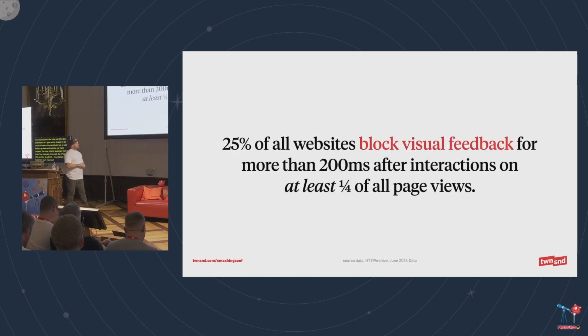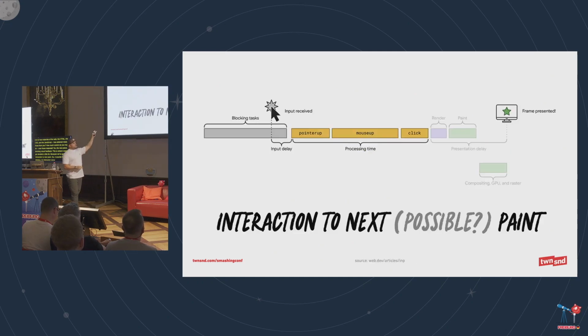So the next piece, blocking visual feedback. This is where it starts to get derailed a little bit because we've got interaction to next paint, so it sounds fairly obvious. An interaction occurs and we're timing how long it takes until the browser next paints an update. But in reality, this is Google's diagram as to what gets measured in INP. This section over here that I've grayed out, this is the painting section. This may not actually happen.